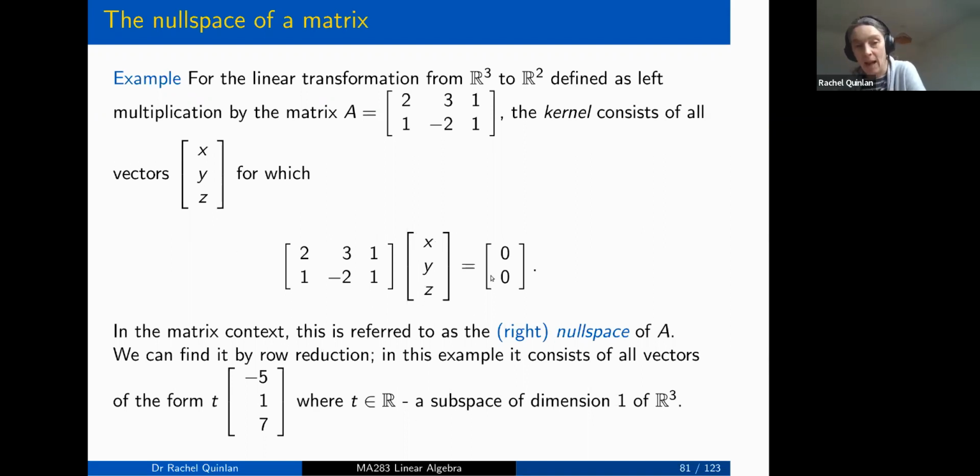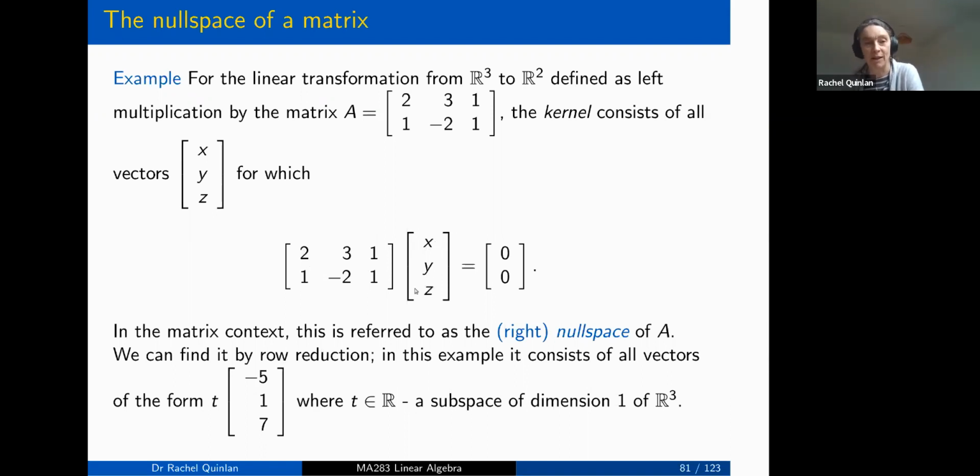What we find in this example is that the vector (-5, 1, 7) is in that right null space, and so are all of its scalar multiples. When we apply Gaussian elimination, as we'd expect, we have a system of equations with 3 variables, x, y, z, and only 2 equations. So we would expect, as long as the system is consistent, that one of those variables would be free.